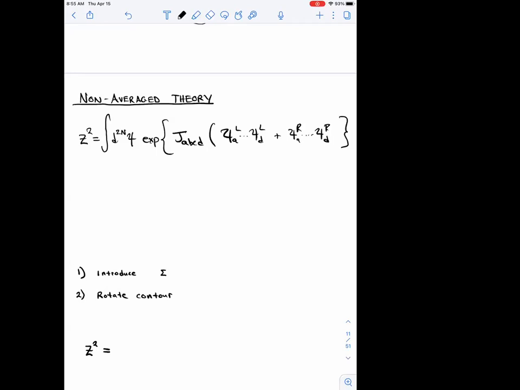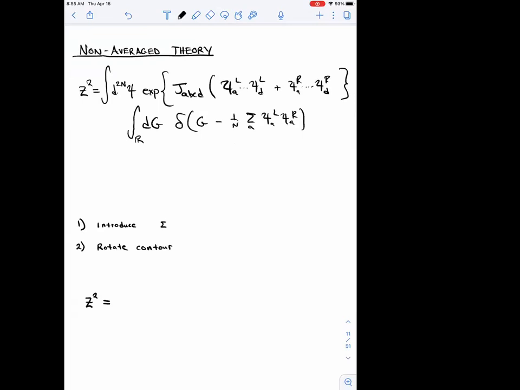So this is the quantity that we want to compute without any average over J this time. And we're just going to try doing the same naive tricks that we did before. So let's try to do this by integrating over some G variable over the real axis, and let's insert a delta function of G minus 1 over n, sum over A, psi A left, psi A right. So we just introduced the same delta function that we put before.